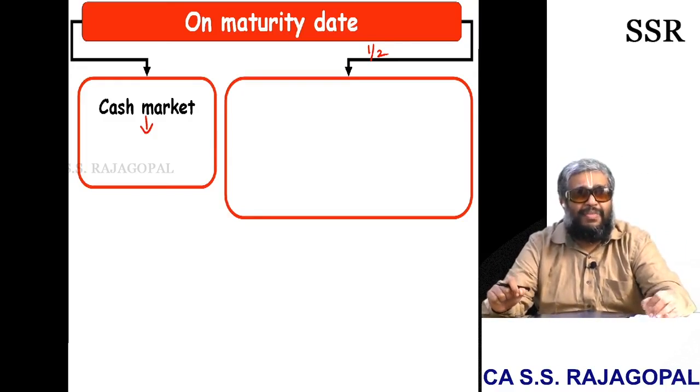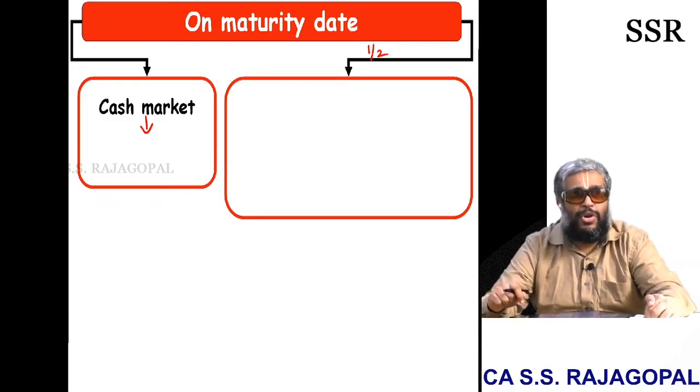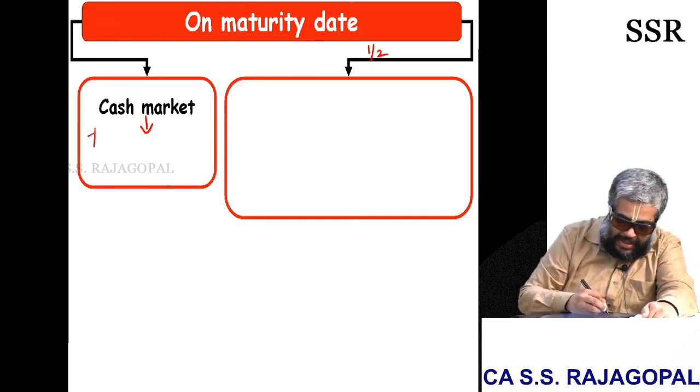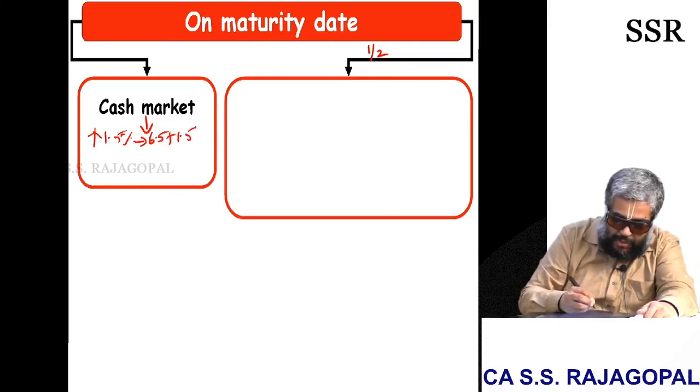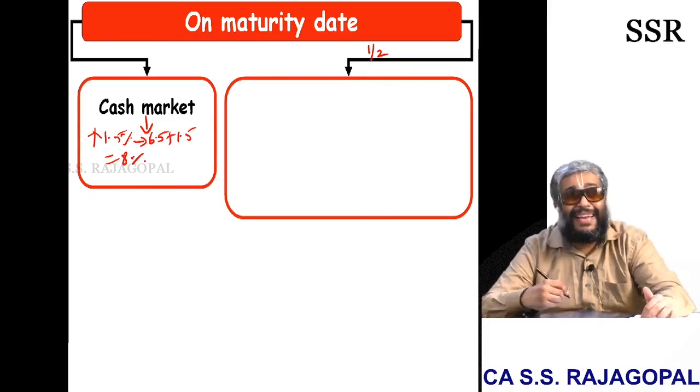LIBOR increased by 1.5% to become 6.5 plus 1.5, which is equal to 8%. Write it under the cash market.